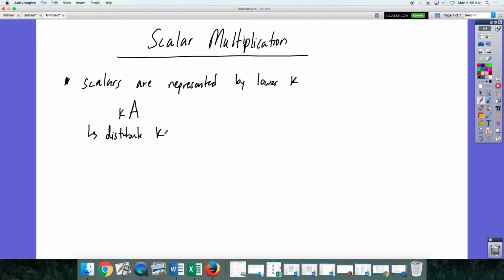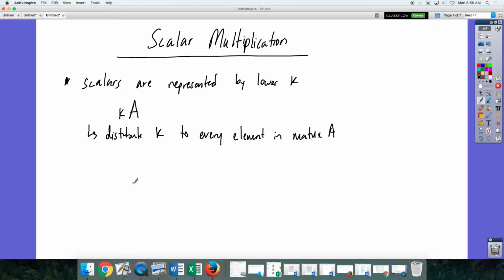All that means is that we're going to distribute whatever lowercase k is to every element in matrix A. So this representation here, the lowercase k A, all that means is that we have scalar k, whatever that number is, or it could be a letter, okay, multiplied to matrix A, and we're going to distribute k, whatever that number may be, to everything inside matrix A.